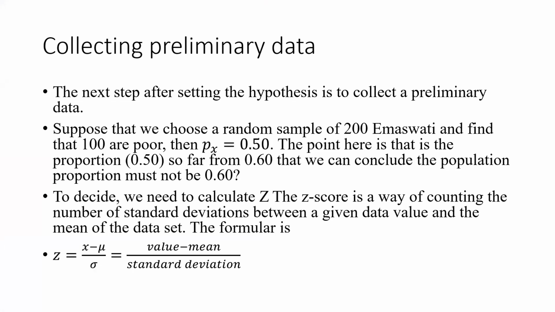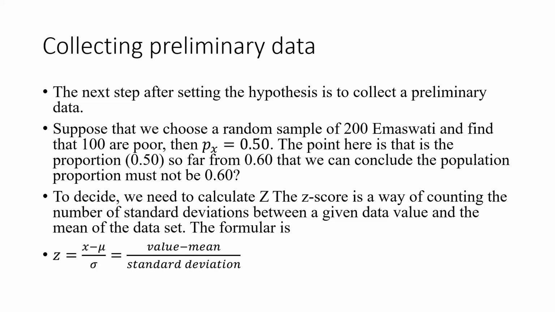So the third step: when you set your hypothesis and decide on the probability that you want to use, the next thing is to collect preliminary data. So the next step after setting the hypothesis is to collect preliminary data. Let's go back to our example. Suppose that we now choose a random sample of 200 Emaswati, and we discover that just 100 out of those 200 are poor, which means the proportion is 0.5 and not 0.6 as claimed by that person.